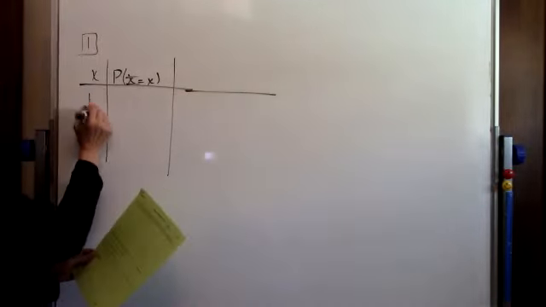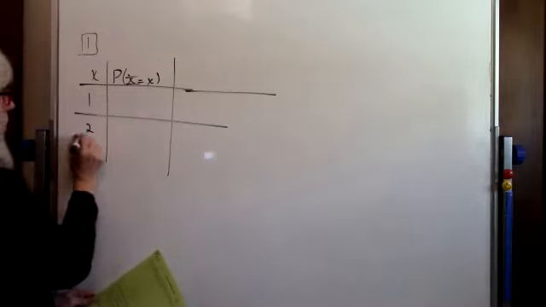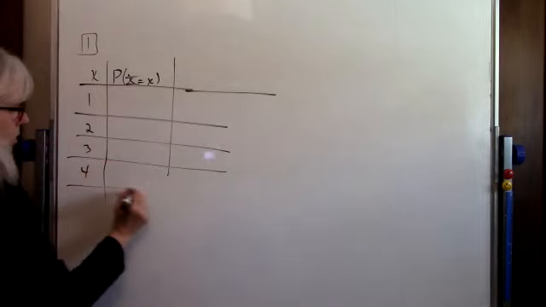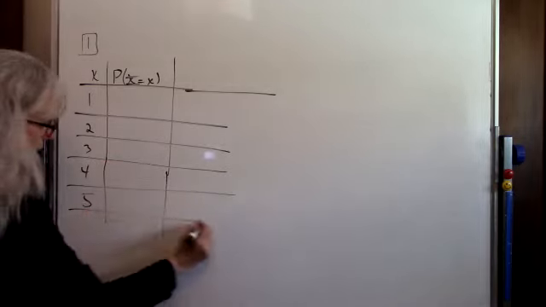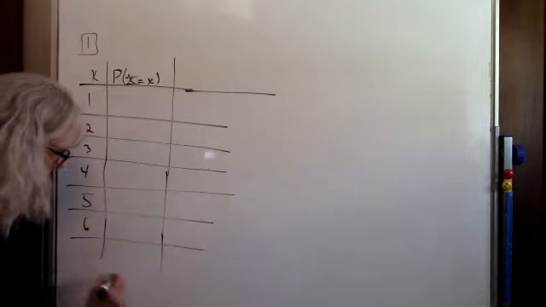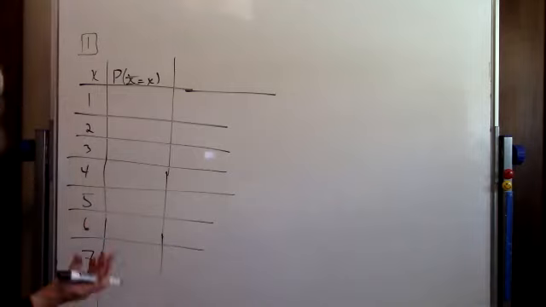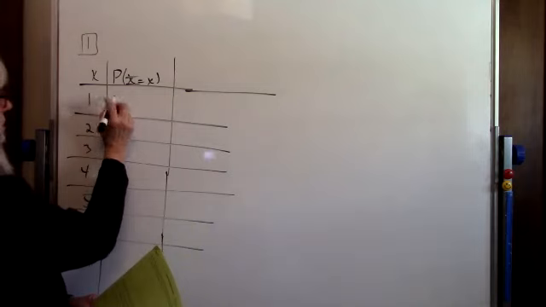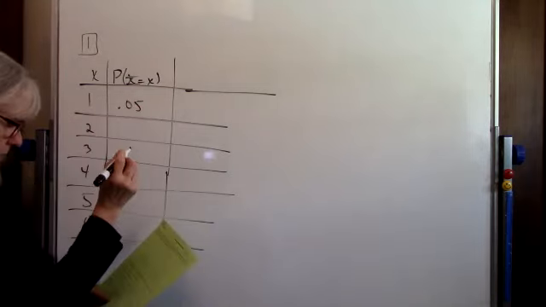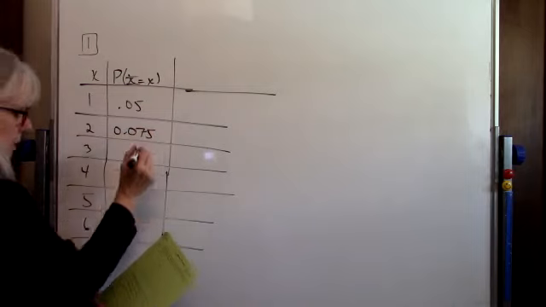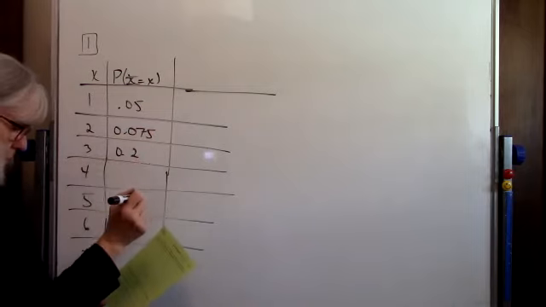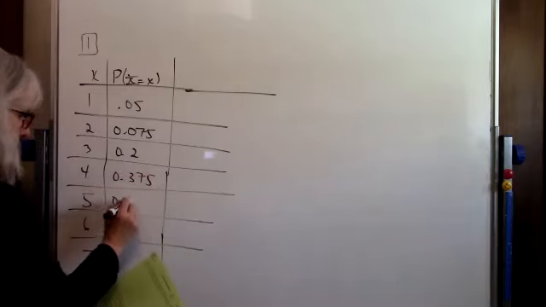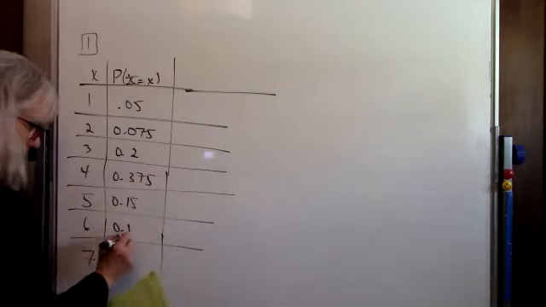And then we're going to have another column out here. So we have 1, 2, goes all the way up to 7: 3, 4, 5, 6, and 7. Again, these might be numerical outcomes. I have no idea what the numerical outcomes in this example represent, but they're numerical outcomes. So we have 0.05, 0.075, a tiny probability there, 0.2, 0.375, 0.15, 0.1, and 0.05.